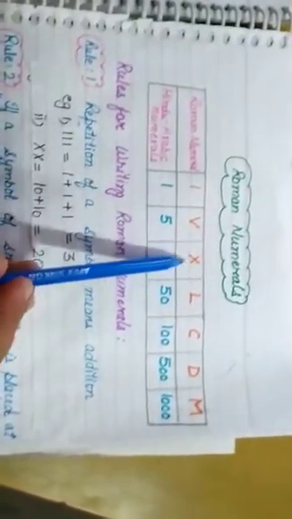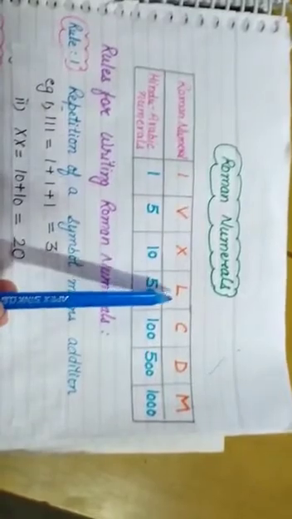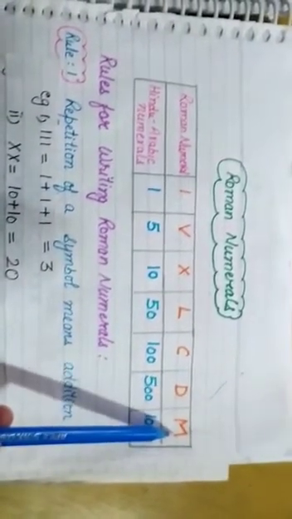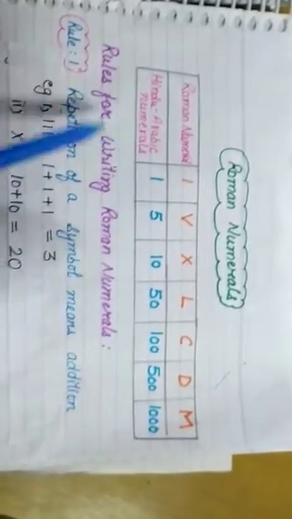Today we are studying Roman numerals. Romans use 7 symbols, that is symbol I, symbol V, symbol X, symbol L, symbol C, symbol D and symbol M to write any number.